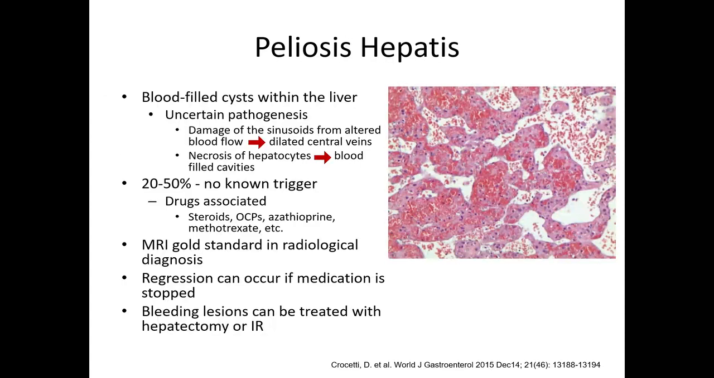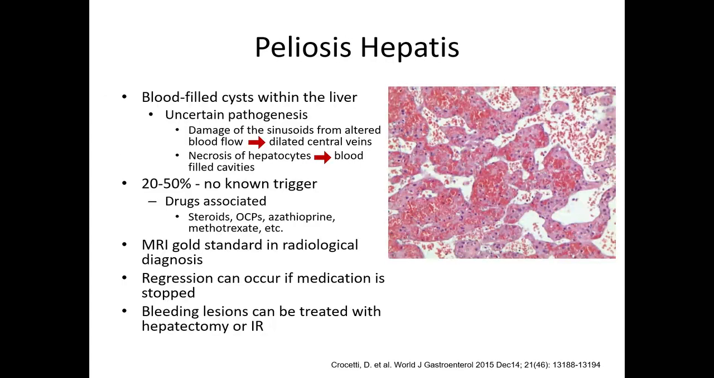Peliosis hepatis are blood-filled cysts within the liver, and the pathogenesis of this disease is uncertain. It's possible that it's related to damage of the sinusoids from altered blood flow, which then lead to dilated central veins, or perhaps necrosis of hepatocytes, which then lead to blood-filled cavities within the liver. In 20 to 50%, there's no known trigger. However, it's common to associate certain drugs with peliosis, such as steroids, OCPs, azathioprine, and methotrexate, which are common drugs used in our patient populations.